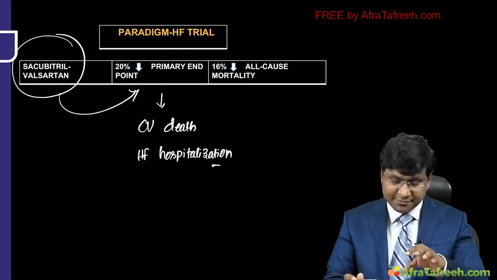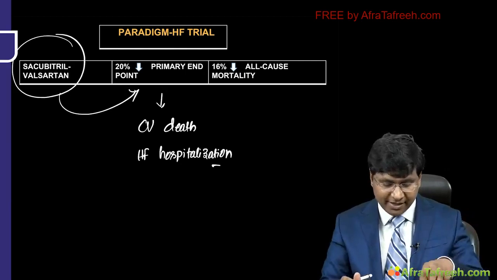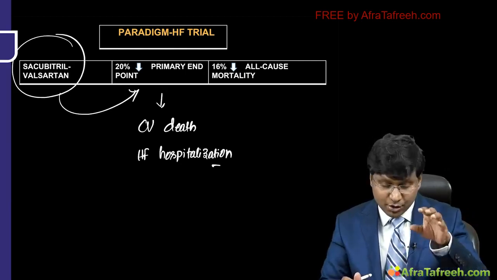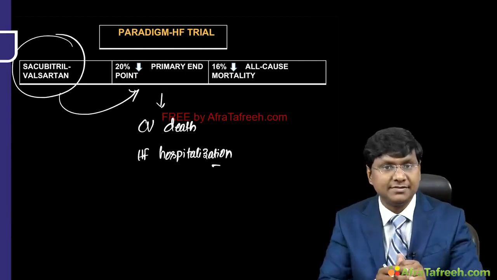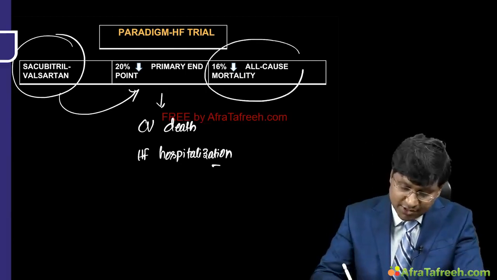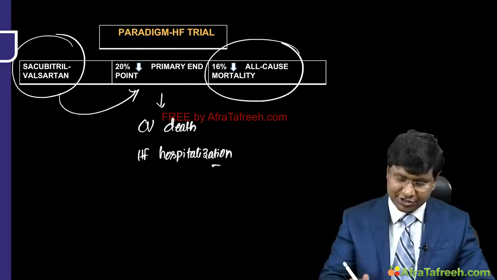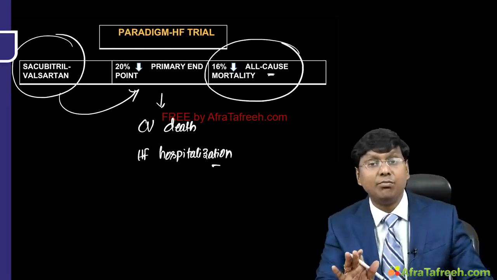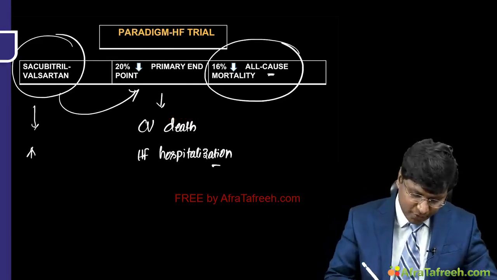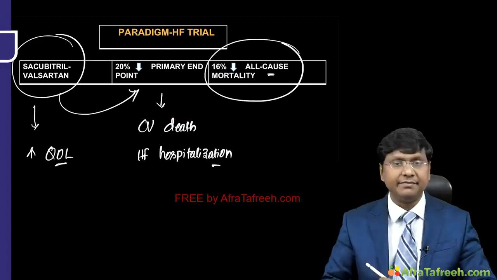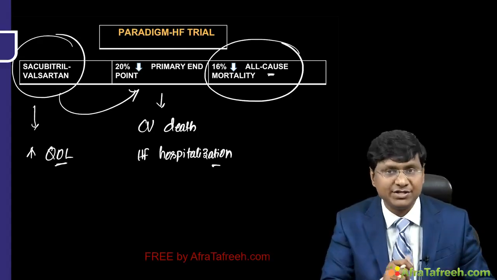Okay, so this particular combination of sacubitril and valsartan caused a 20% reduction in the primary endpoint, and it also caused a 16% reduction in all-cause mortality. Not only that, this combination also improved the quality of life of the individual. That is your PARADIGM-HF trial.